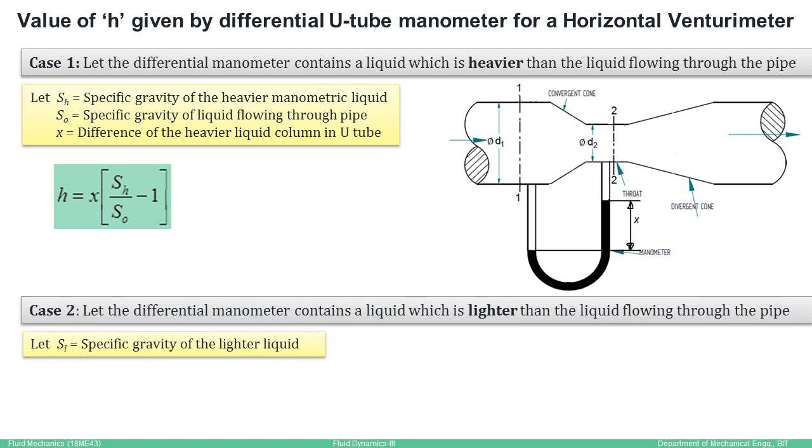And for the next case, when the manometric fluid is lighter than the liquid which is flowing through the pipe, and replacing that with the specific gravity of the lighter liquid, we have this expression: h is equal to x into 1 minus SL divided by S naught. Remember, SL will be smaller than S naught, because S naught is the specific gravity of the fluid which is flowing through the pipeline, whereas SL is the lighter manometric liquid's specific gravity.